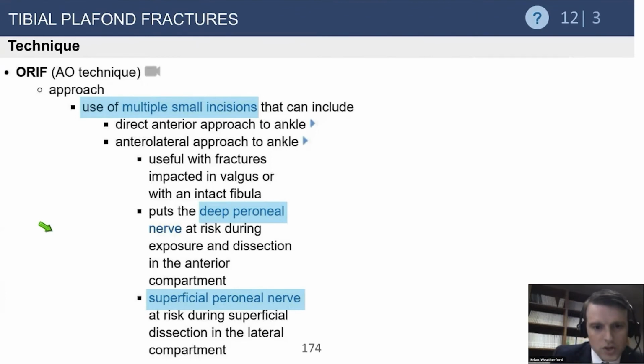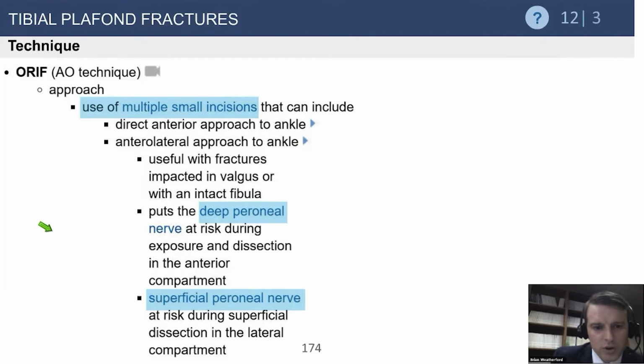Okay, so you can use multiple small incisions to do this. There's a multitude of approaches. The anterolateral approach is a workhorse approach. The direct anterior approach can be useful. It's certainly controversial in a traumatic setting. There are some proponents of it and then there's some strong voices against it.